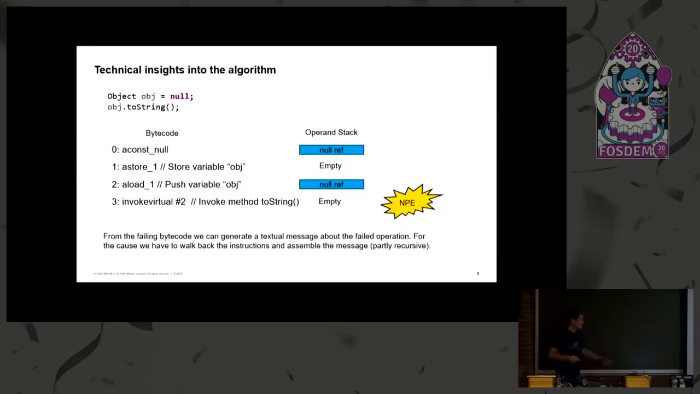Now from the failing bytecodes we can generate this textual message about the failed operation. For the cause we have to walk back, as I said. So that's what this algorithm starts with: to replay all this from the entry to the method until the point where the null pointer exception happened. For each bytecode, we have a representation of this operand stack. And from this operand stack, we have backlinks for each entry to the instruction which pushed the value there. That helps us to then walk back and generate the message.